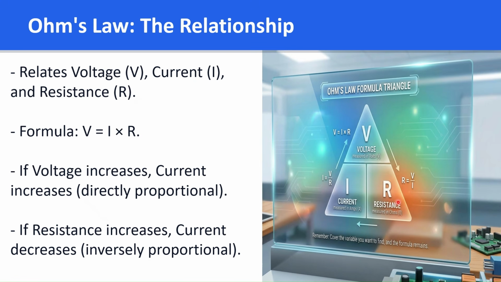If a circuit has a voltage of 12 volts and a resistance of 4 ohms, what is the current? If you are finding the current, your formula is I equals V over R. If you are finding the voltage, V equals I times R. If you are looking for the resistance, R equals V over I.